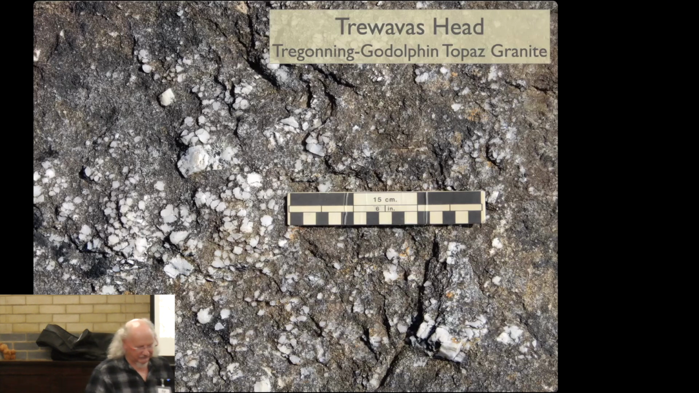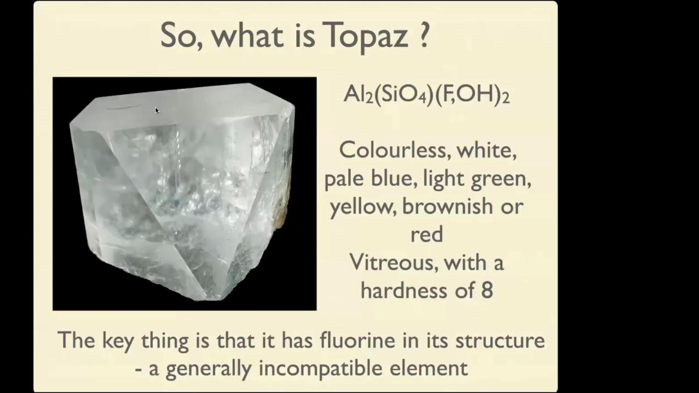I can't say this one way or another, but what actually is topaz? So topaz is a colorless white, vitreous mineral, hardness of 8, really quite hard, so it would stand out. But the key thing about topaz is it's got fluorine in it. And fluorine is one of these incompatible elements. And incompatible elements are really important in Cornwall.